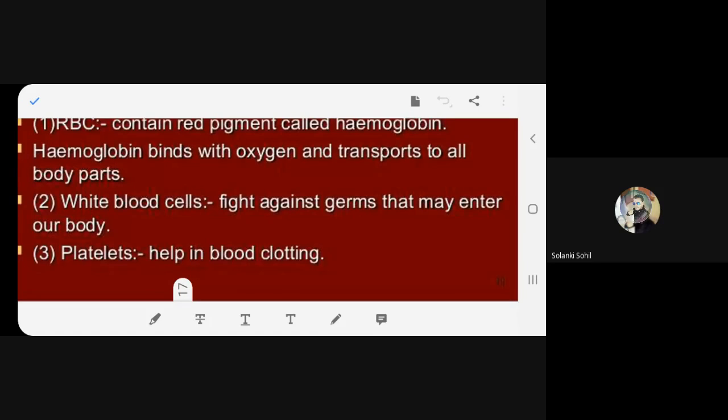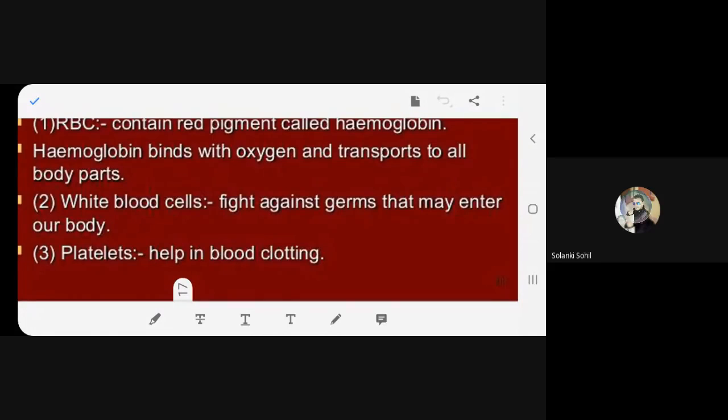Okay, which is the third cell, beta? Number 3. Platelets help in blood clotting. Fine. Now the third cell is platelets. For example, we get a cut, right? I got a cut in my skin. The blood starts flowing. Does it keep on flowing, beta, or does it stop? It stops. Then you get a cake of blood. You get the thick part of the blood. Have you observed that? A thick cake of blood.